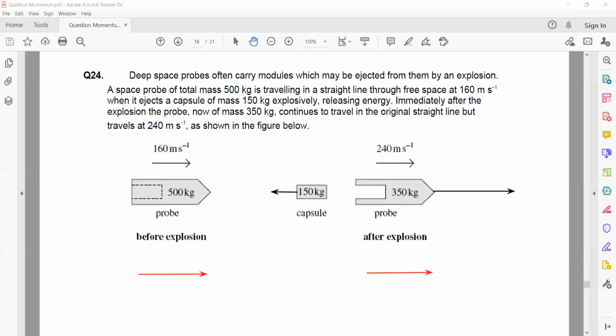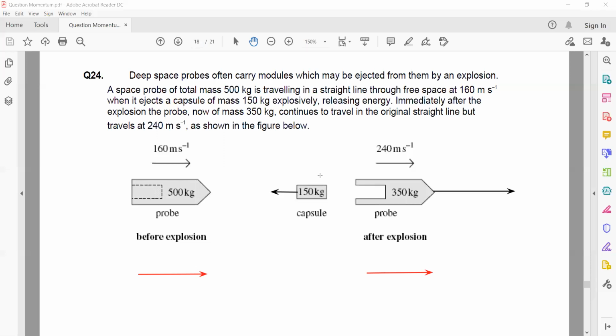So basically, you have to mention the conservation of energy and the conservation of momentum. First thing you will mention, according to the law of conservation of momentum, momentum before should be equal to momentum after. So in this example, the initial momentum is towards the right hand side. So the final momentum should also be towards the right hand side.